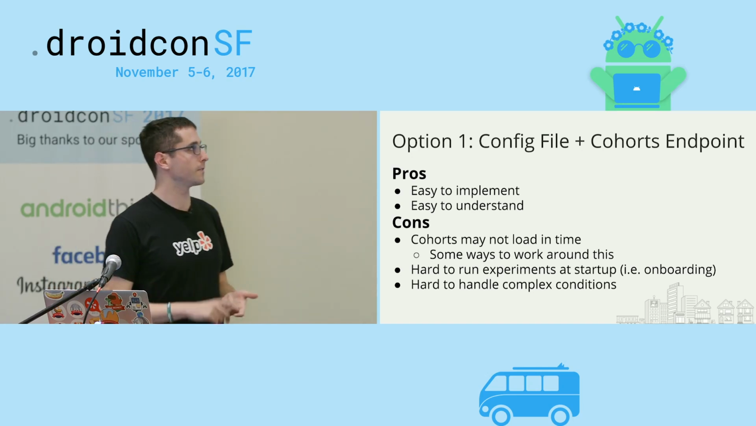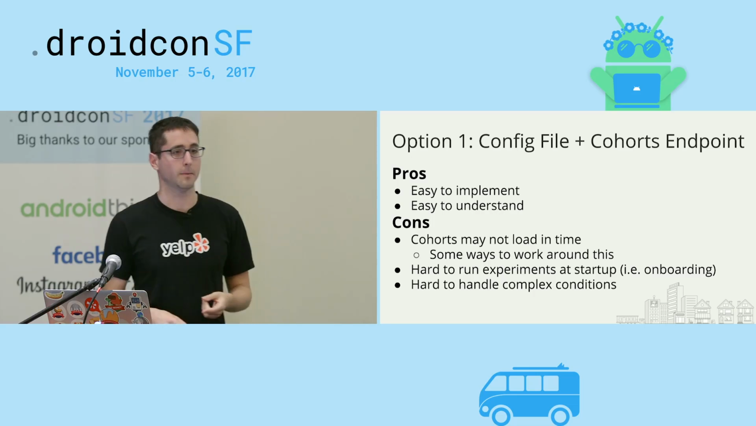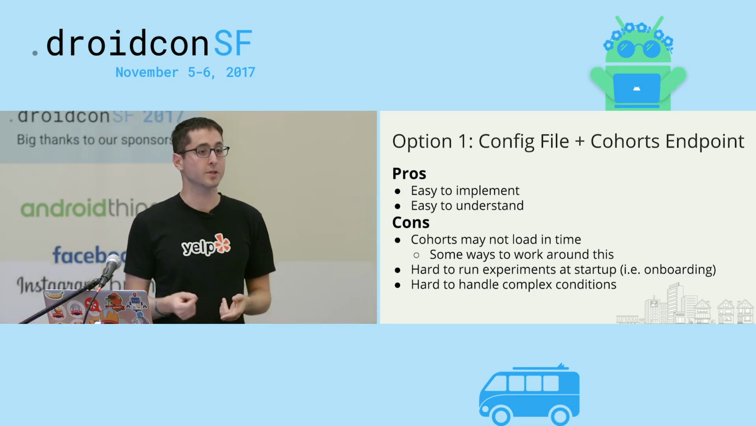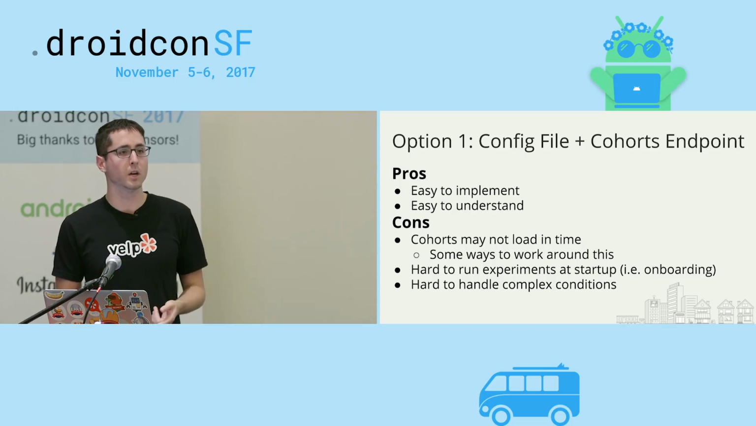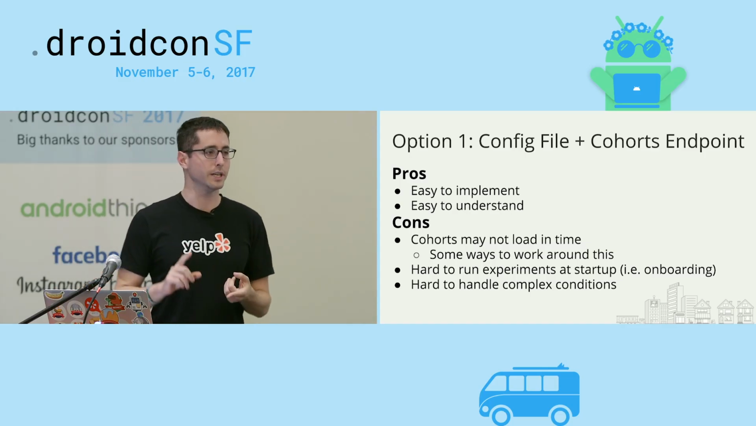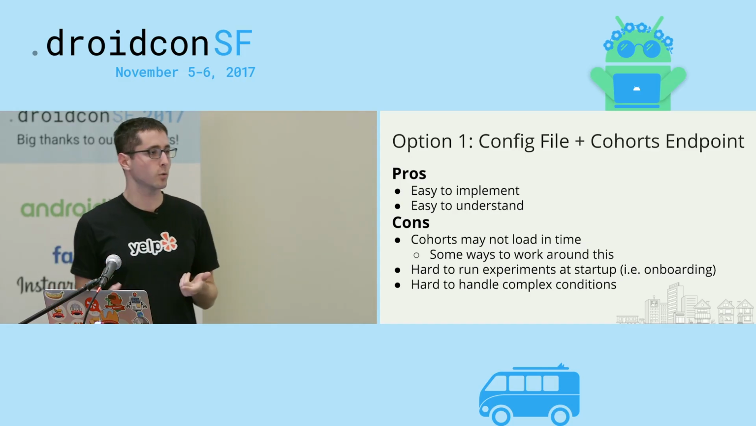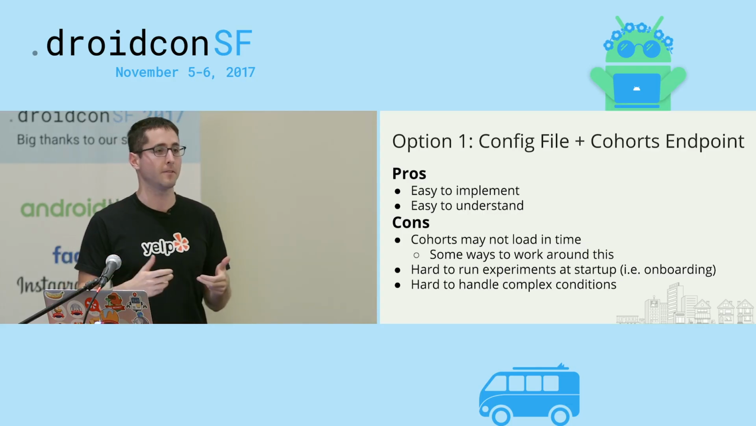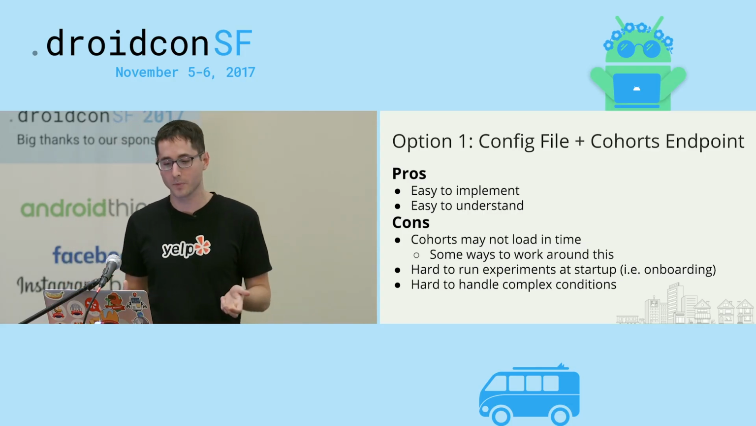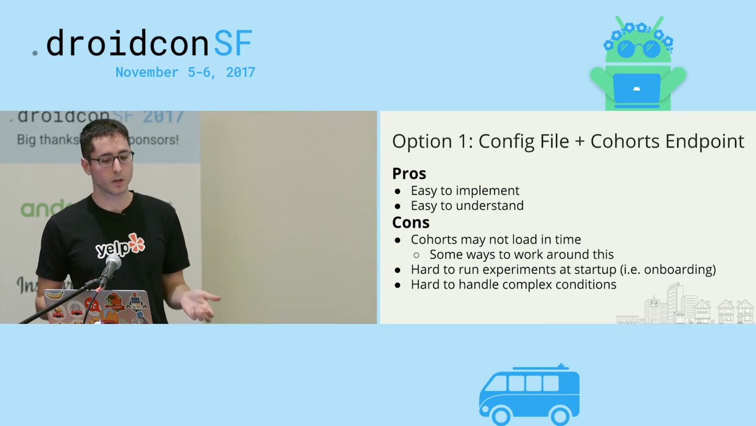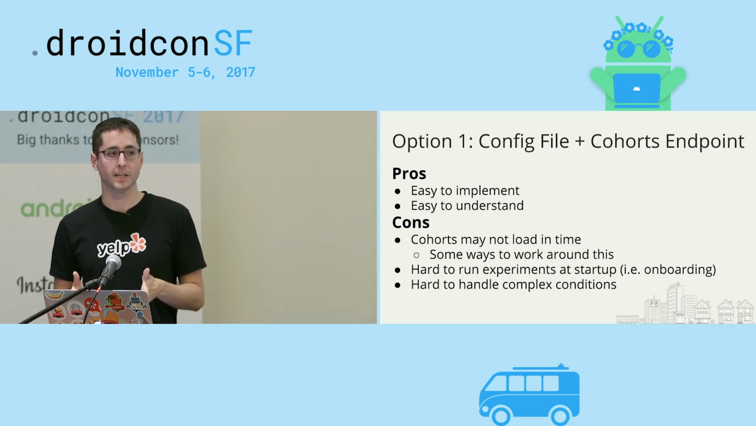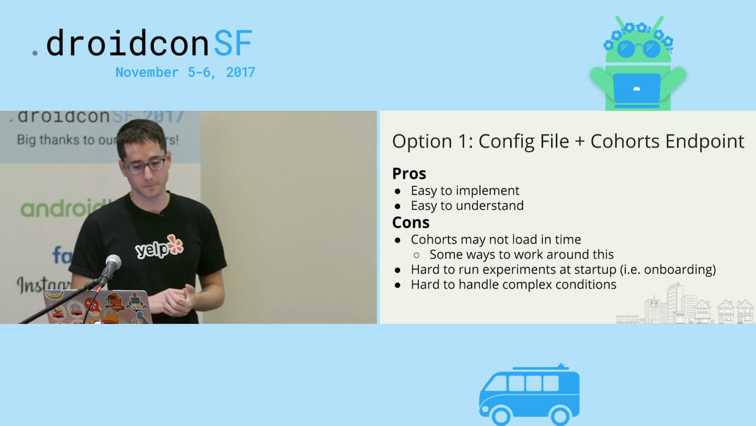Now, the downside here is, first and foremost, your cohorts may not load in time. So if you're trying to run something like experiments on your app startup or on your app's onboarding flow, which happen at startup, you either need to block on the network request coming back, or maybe what you need to do is figure out some way to account for the fact that your network request hasn't come back yet. But regardless of what you do, this is something that you can't ignore, that you're blocking running experiments on getting a response from your server.